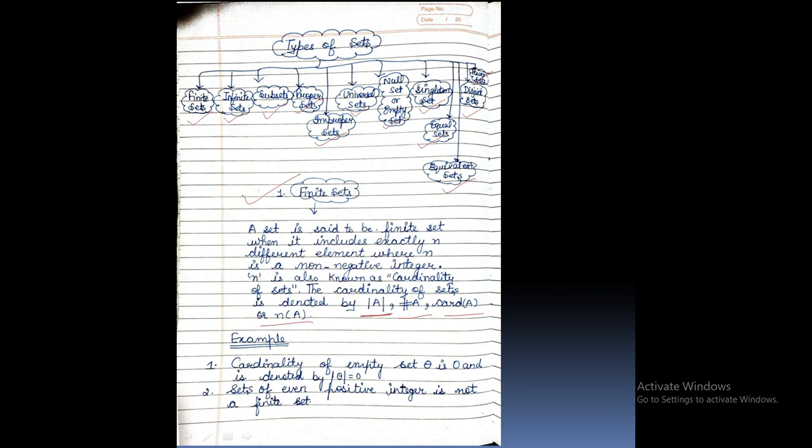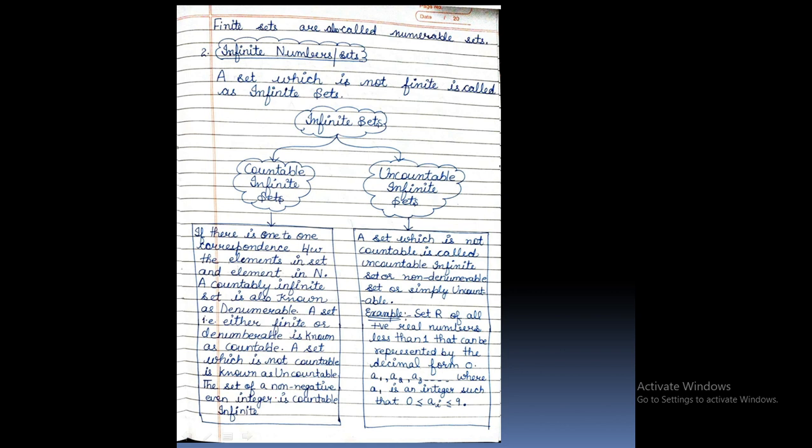Cardinality of the empty set theta is 0 and is denoted like this: theta is equal to 0. And the set of even positive integers is not a finite set. Finite sets are also known as numerable sets. And the second type is infinite sets.